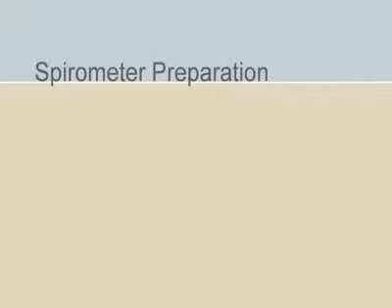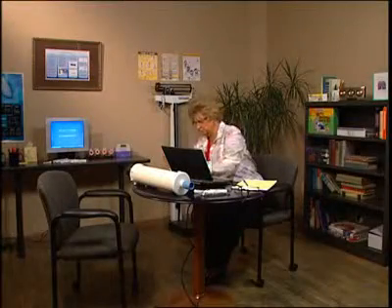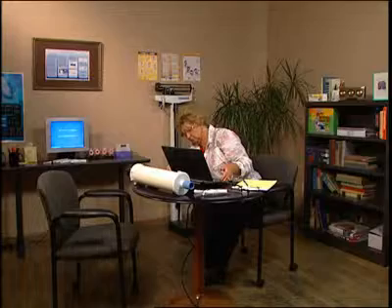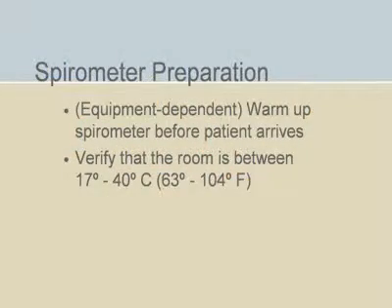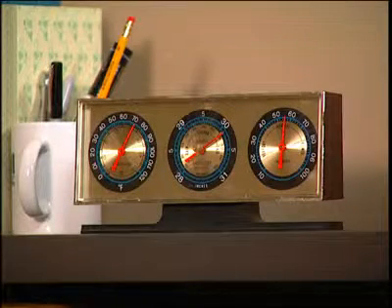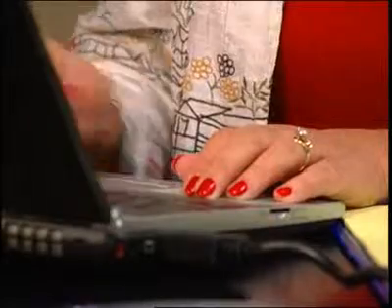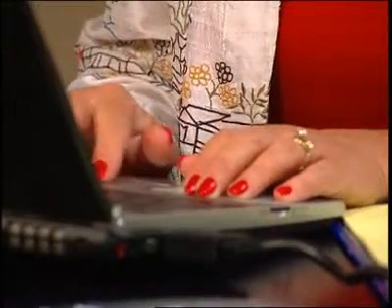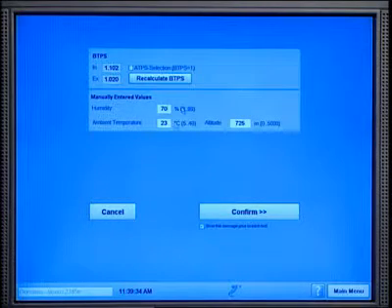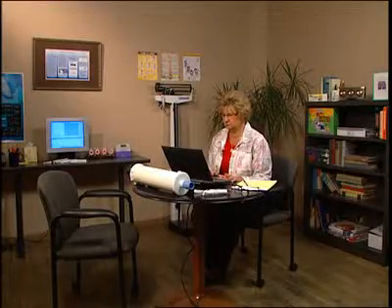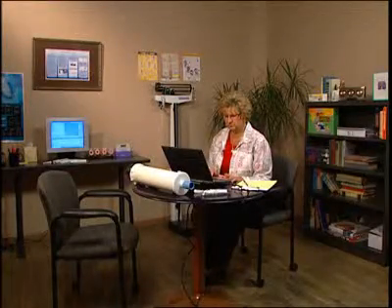If the lab spirometer requires a warm-up period prior to use, turn it on before the patient arrives. Verify that the temperature in the room, sometimes referred to as the ambient temperature, is between 17 and 40 degrees centigrade or 63 to 104 degrees Fahrenheit. Maintaining this temperature helps to ensure proper equipment function. Enter environmental data into your equipment. This would include the temperature, relative humidity, and barometric pressure. These measurements must come from an accurate source, representative of the testing environment.